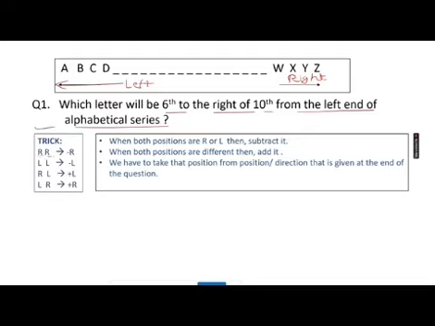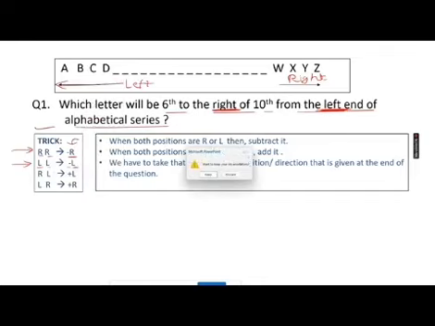Here R and R mean both the positions given are right. For example, here the first position is given right and the second position is given left. So if in a question both positions given to you are right, what you have to do is subtract these positions, and the overall answer will be according to the right direction. And if both the directions given in the question are left, in that case you have to subtract the positions, and you will choose the direction that is left.